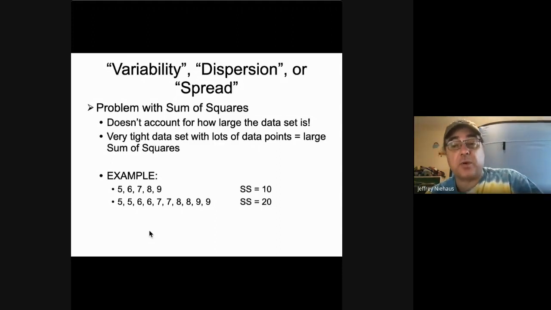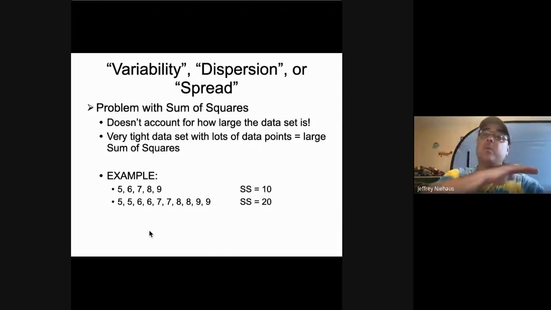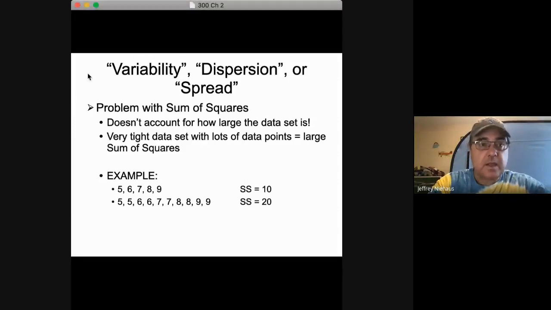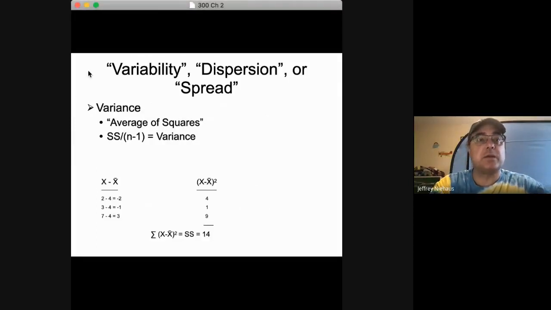Dividing by the number of data points, dividing by n. That's typically what we do when we get an arithmetic mean. That's our next step, right? We add all the values together, we divide by n, and now we have a typical value. So let's do the equivalent here with our sum of squares.